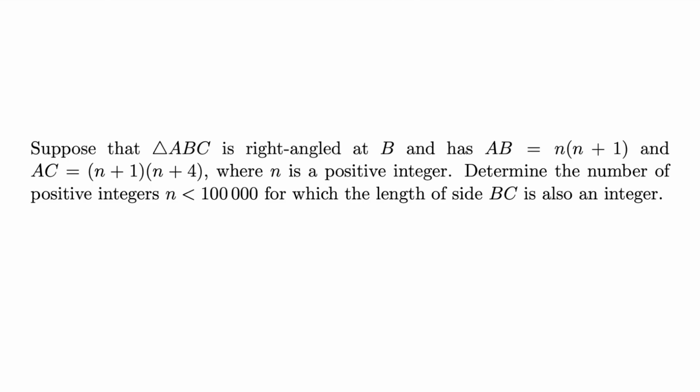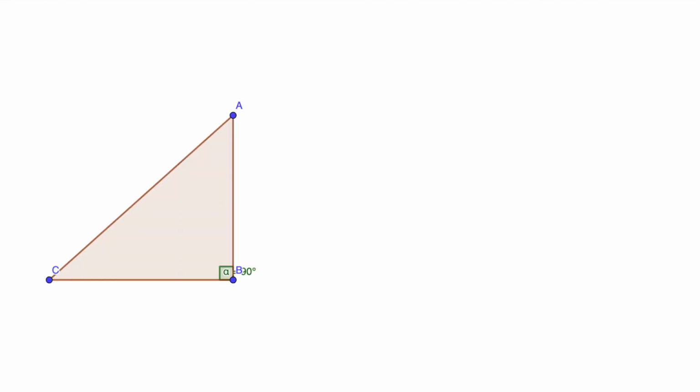So the question for part A reads, suppose that triangle ABC is right-angled at B and has AB equals n multiplied by n plus 1 and AC equals n plus 1 multiplied by n plus 4, where n is a positive integer. Determine the number of positive integers n less than 100,000 for which the length of side BC is also an integer. Let's start with a visual.